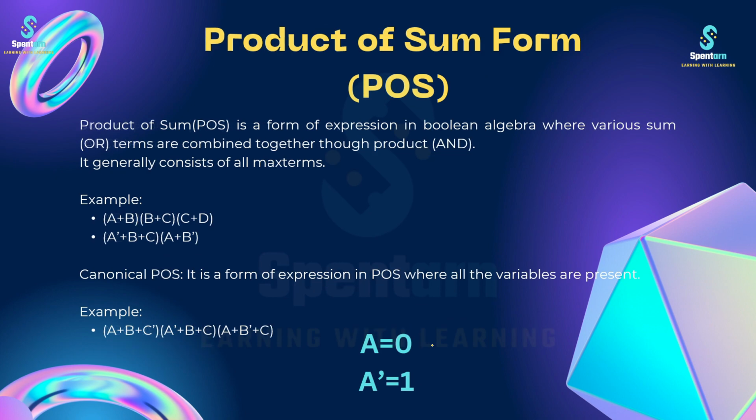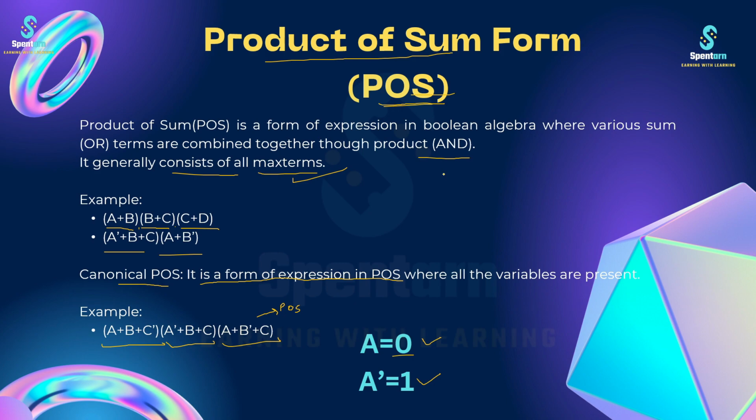But in the case of the POS format, the thing is changed: we are denoting A equals to 0 and A bar equals to 1. Okay. We will get to know it in this video only, when we do the numericals. It will become easier for you to understand this stuff, right?